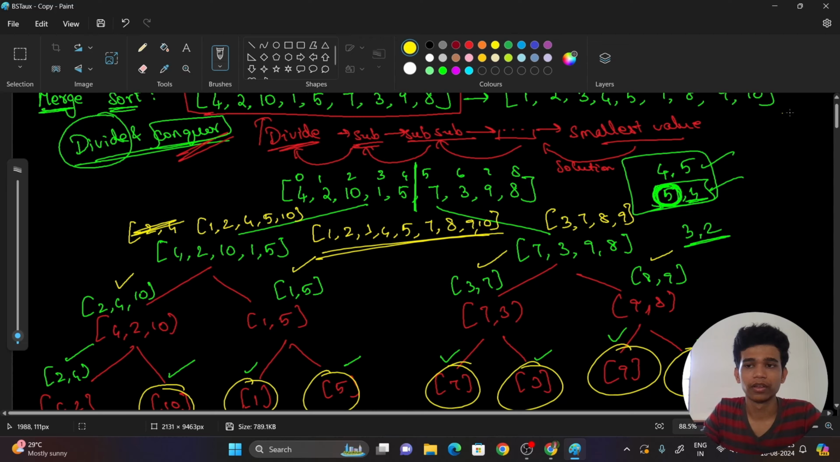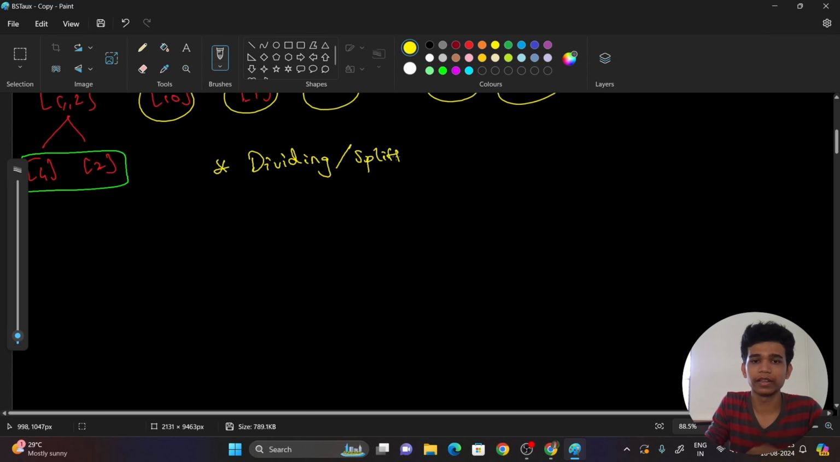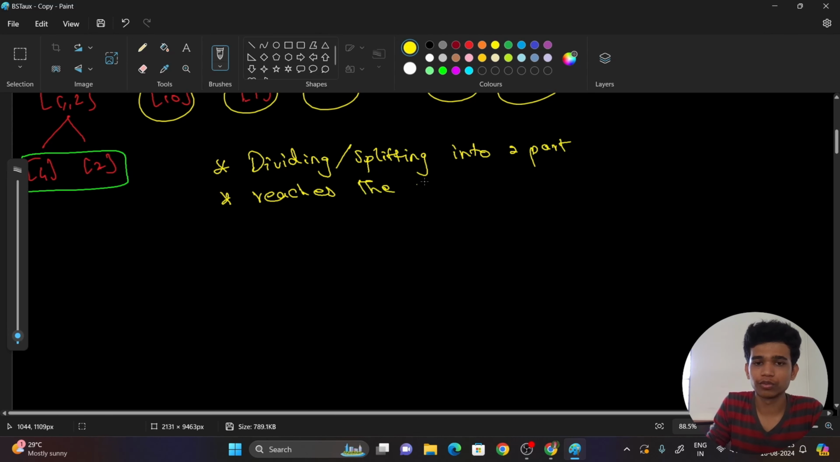Can you understand this? So what have we done here? We are just dividing, or we are just splitting the array into 2 parts. Now for those individual parts, when it reaches the smallest subproblem, then what should I do? I just merge them.